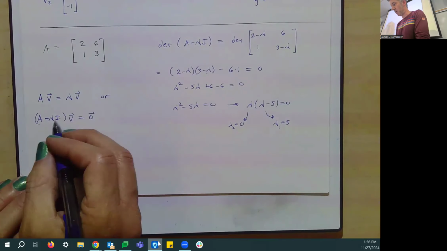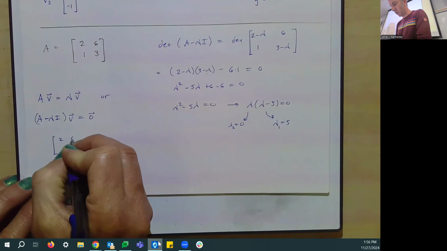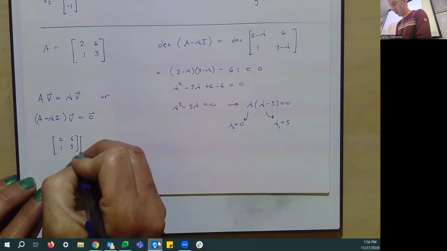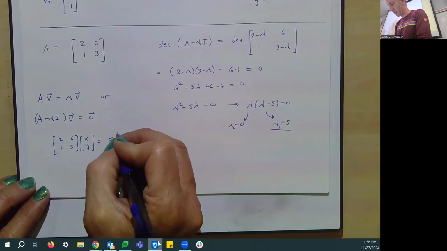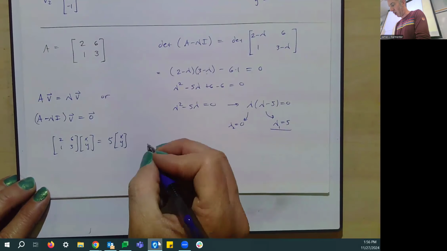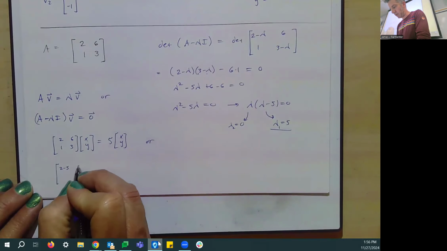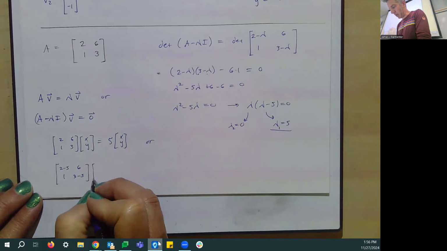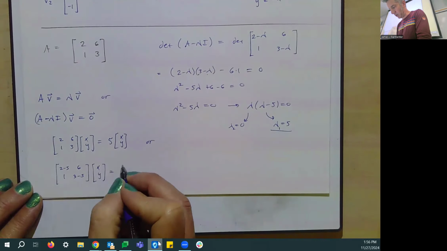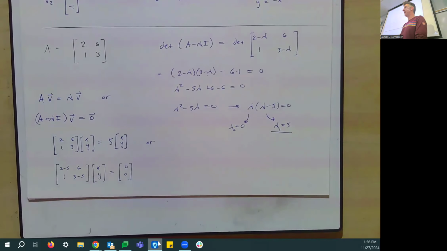But here, what that means for us is instead of doing, say, 2, 6, 1, 3 times my unknown eigenvector equal to, let's do this one first, 5 times my unknown eigenvector, you could also say, I'm going to just solve 2 minus 5, 6, 1, 3 minus 5 times x, y equal to 0, 0. And both of those equations should get you to the same or similar enough eigenvector.